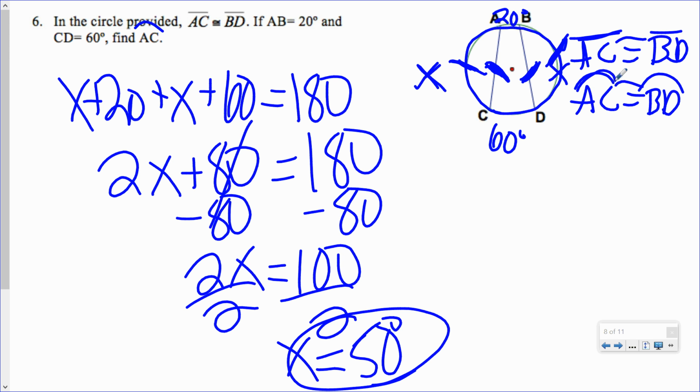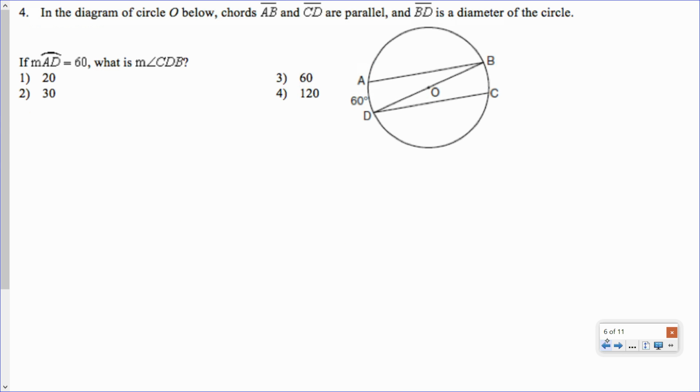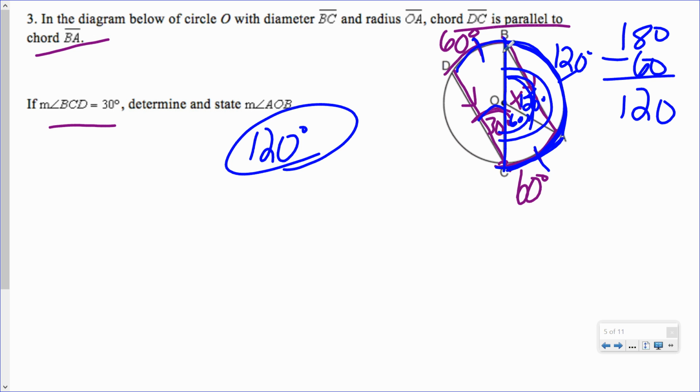You're going to also have to incorporate the rules that we learned on Monday. You need to know that the full arcs of a circle add to 360. If you have a diameter drawn, then that half adds to 180. Inscribed angles are half of the intercepted arc. Central angles are equal to the intercepted arc.